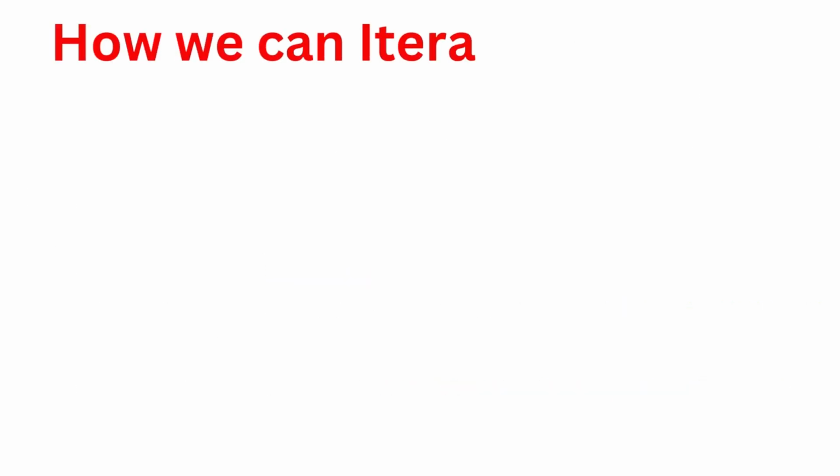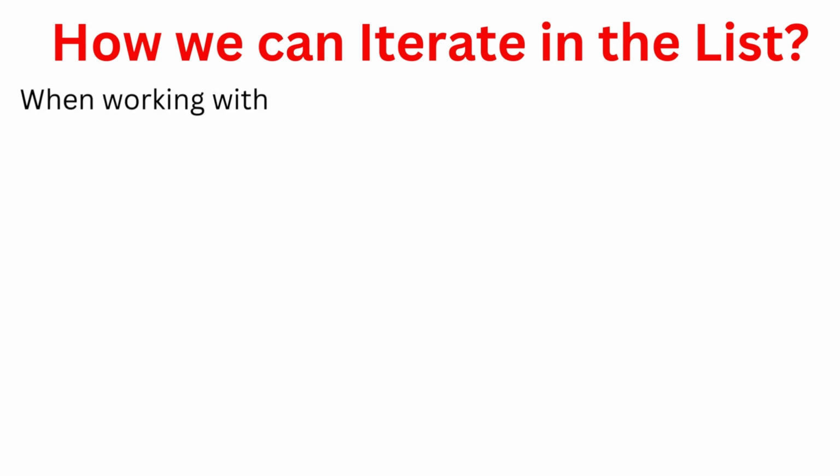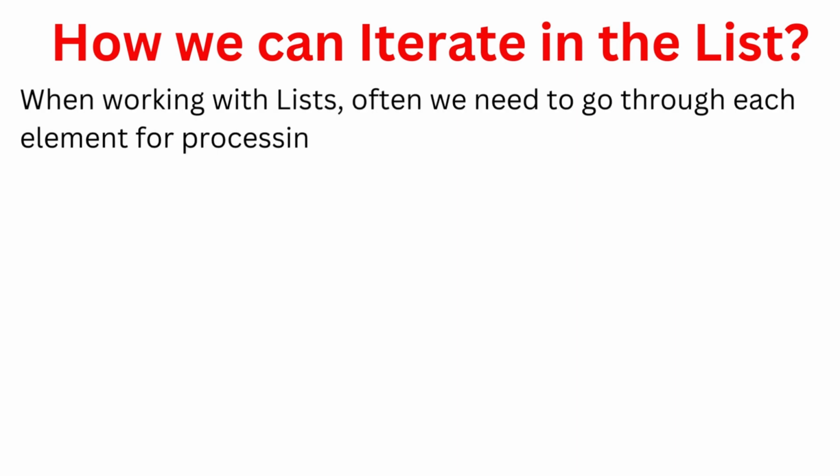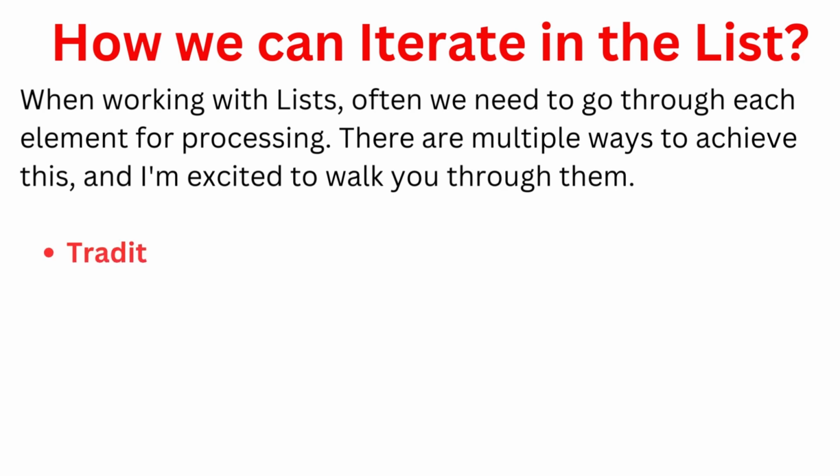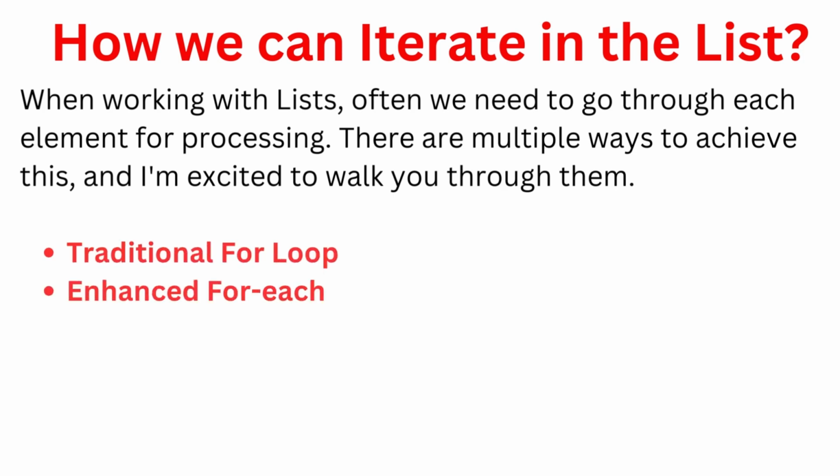How can we iterate over a list? When working with a list, often we need to go through each element for processing. There are multiple ways to achieve this. I am excited to walk you through them. Traditional for loop, enhanced for loop, iterator and ListIterator. Now we see the traditional for loop.